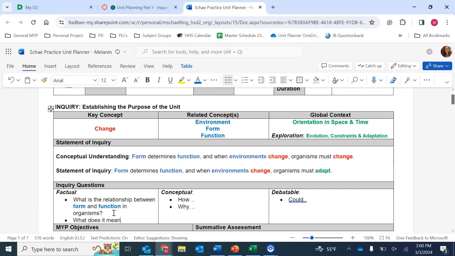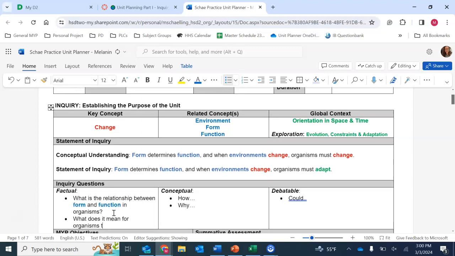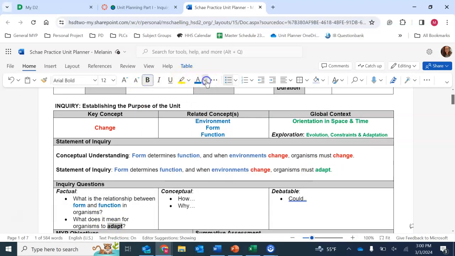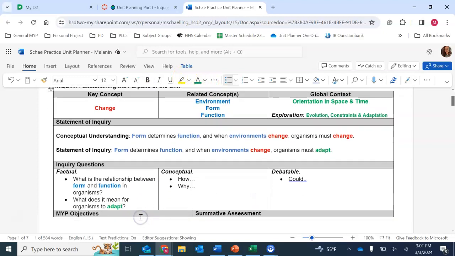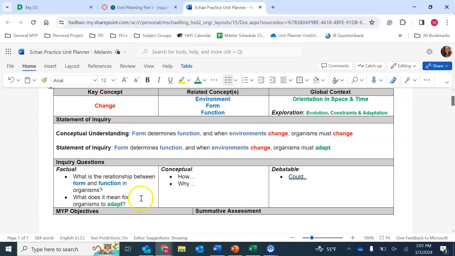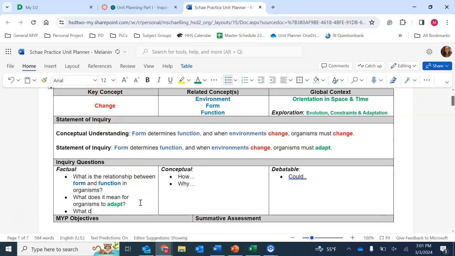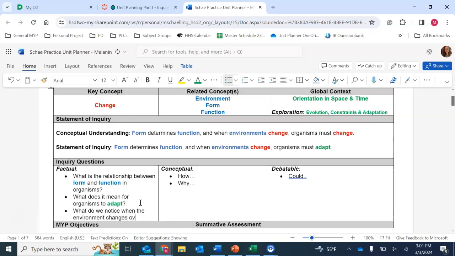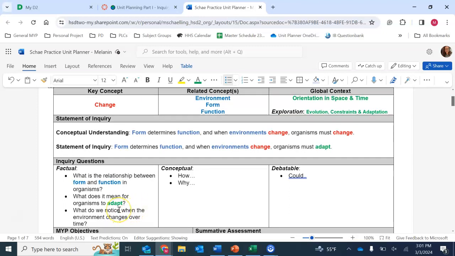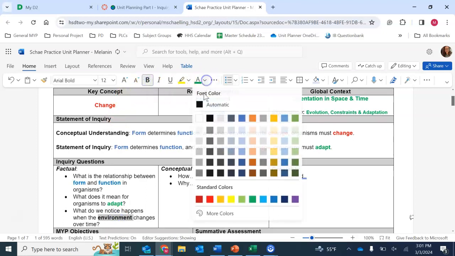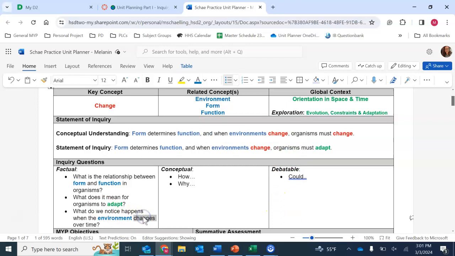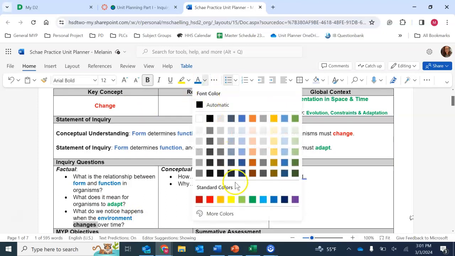Okay, what does it mean for organisms to adapt? Okay, adaptation. We know how we might adapt as humans, but what does that mean for organisms? That's a good question to get us started here. And then let's have one that's related to change. Let's see, what do we notice when the environment changes over time? Okay. So this time I've got my related concept of environment, and then I've also got my change, my key concept. So I'm going to put both of these in here.